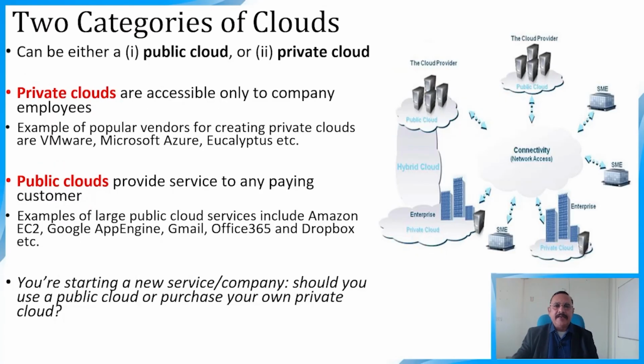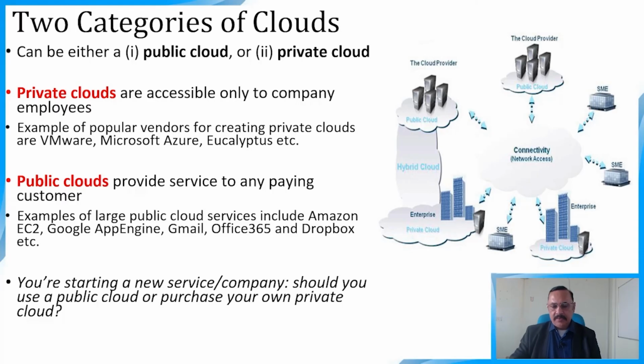Now, there are two categories of clouds. First is called public cloud, the other is called private cloud. Private clouds are accessible only to the employees. For example, popular vendors for creating private clouds are VMware, Microsoft Azure, and Eclipse. Public clouds provide the service to anyone who can be a paying customer. Examples of public cloud services include Amazon AWS EC2, Google App Engine, Gmail, Office 365, and so on.